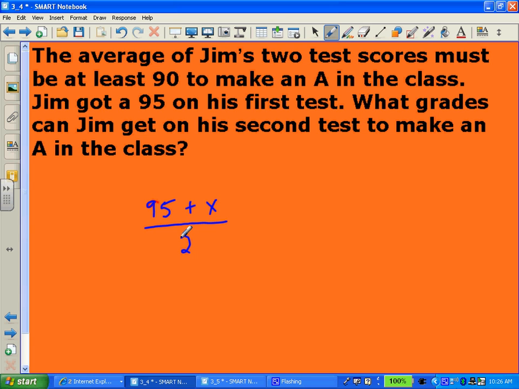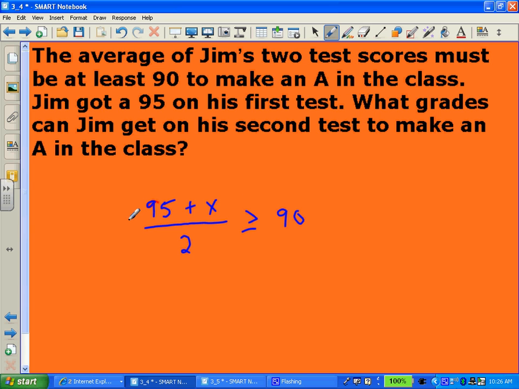Add his 2 test scores and divide by 2. And that has to be at least 90. Now that was one of your key phrases. Hopefully you remember that that means greater than or equal to 90. So here would be my expression, or my inequality I should say.